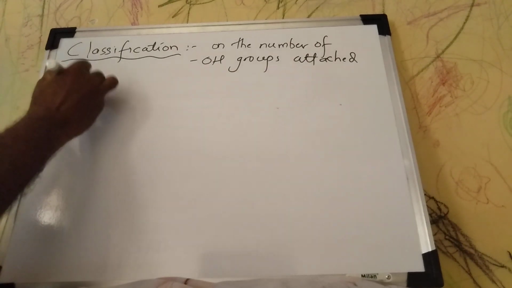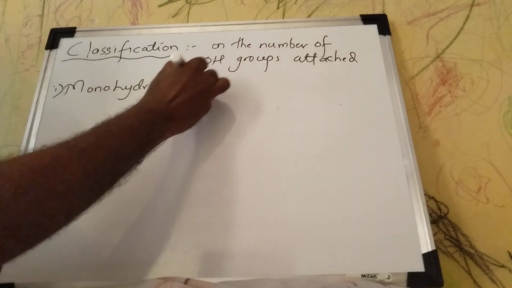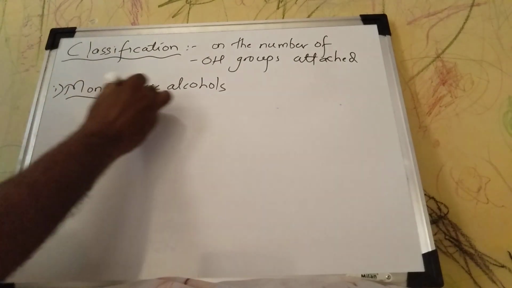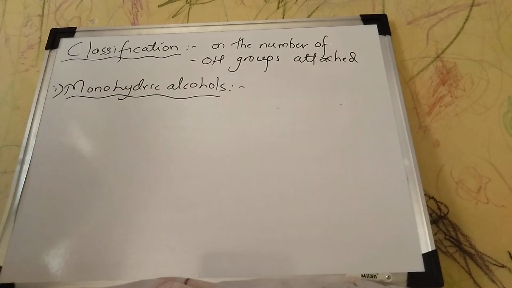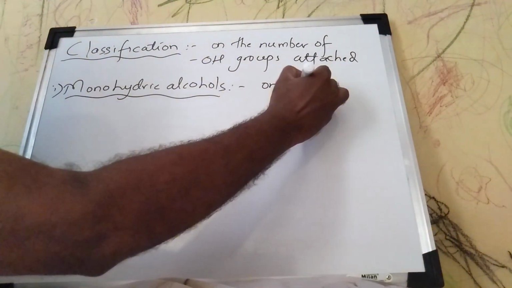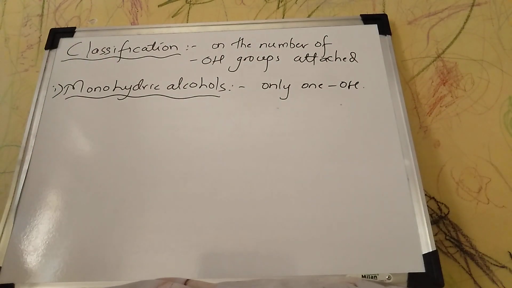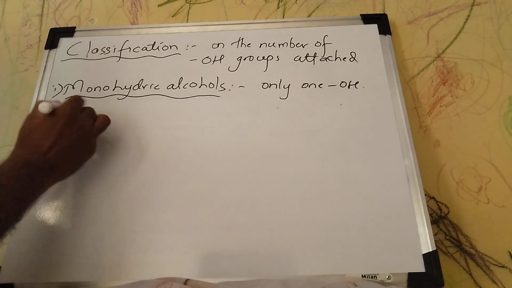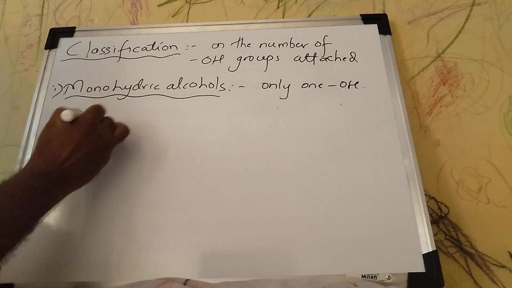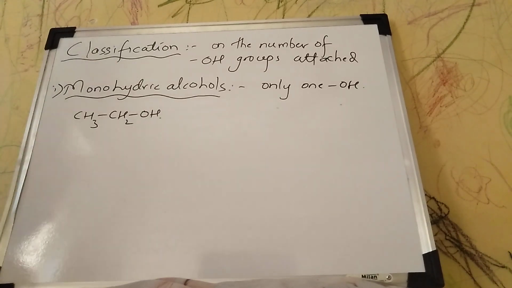First is called monohydric alcohols. Monohydric alcohols contain only one OH group attached to the carbon atom. For instance, like this, OH. Only one OH group attached to the carbon chain.